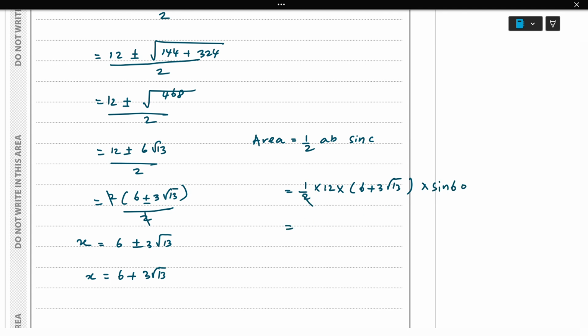So here this is rid off, so 6. So 6 into 6 plus 3 root 13 into sin 60, which is root 3 by 2. So this and this will be rid of, this is 3. So 3 root 3 into 6 plus 3 root 13.